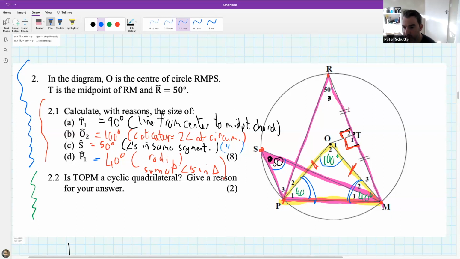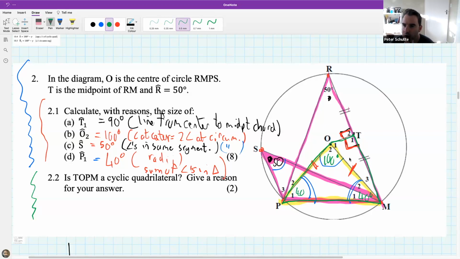Okay, you're right. So they don't all touch the circle. That's true. But remember, it might be possible that another circle could be drawn through those points. Now, what do we want to check? So you're right, it won't fit through this circle, but we've got to figure out whether another circle could fit through it. So let's actually look at TOPM.